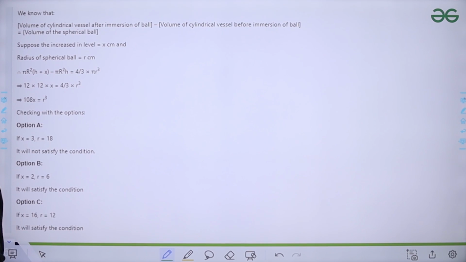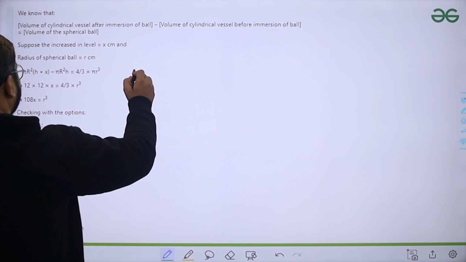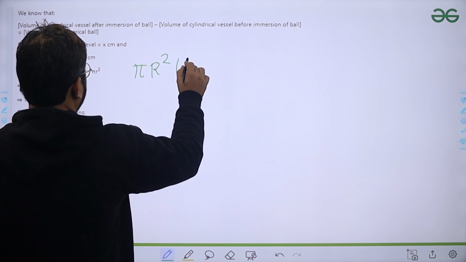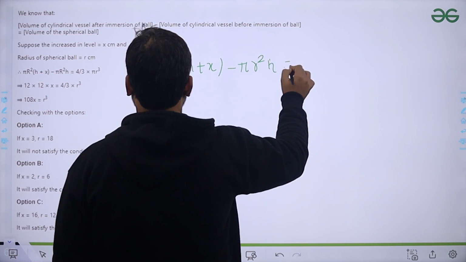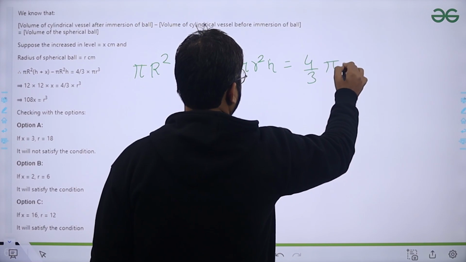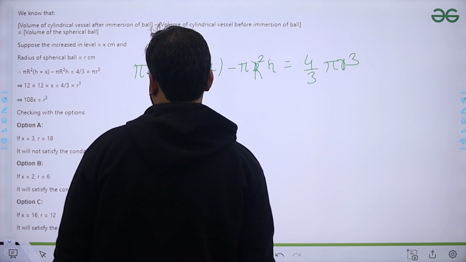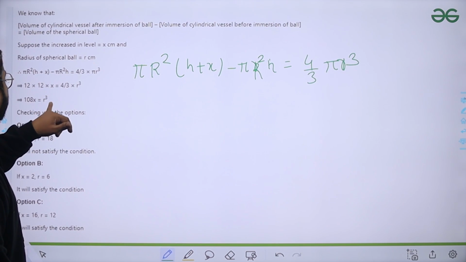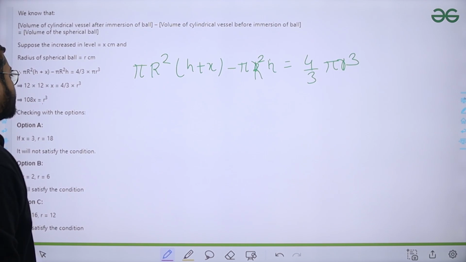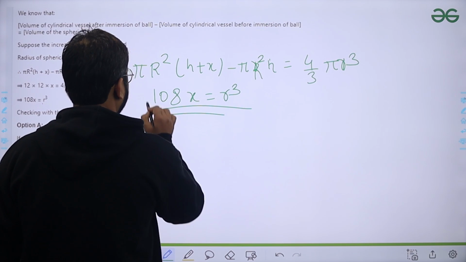So the volume of the cylindrical vessel, suppose जो है level increase होता है, suppose the level is increased by x centimeter, so the radius of the spherical ball is equal to r centimeter, so pi r square (h plus x) minus pi r square h, okay, that is equal to 4/3 pi r cube. So हम लोग equations निकाल लेते हैं. सो यहाँ से अगर हम लोग इक्वेशन निकालते हैं तो हमारे x और r के बीच में एक रिलेशन आएगा. सो x एंड r रिलेशन इज इक्वल टू 108x इज इक्वल टू r क्यू. ओके, इसे यहीं छोड़ देना है.